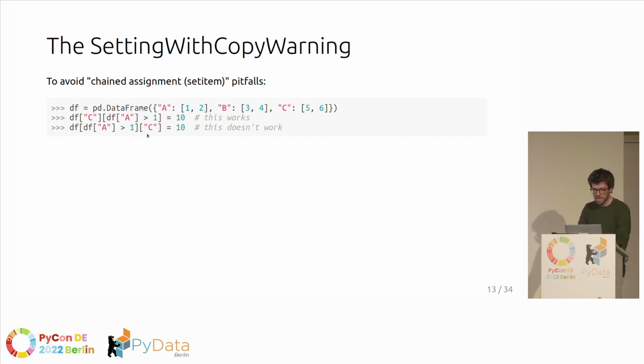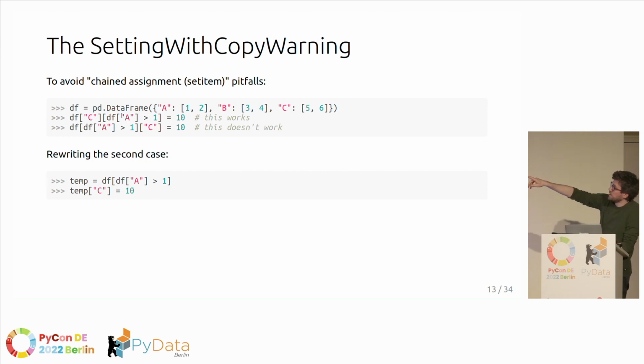The one line works, the other not, because there is a different order in which, here, we are first selecting the column and then selecting the rows. In the second case, it's the other way around. And that's the reason that in the second case we are raising the warning: you're trying to update the data frame, but it didn't actually work.